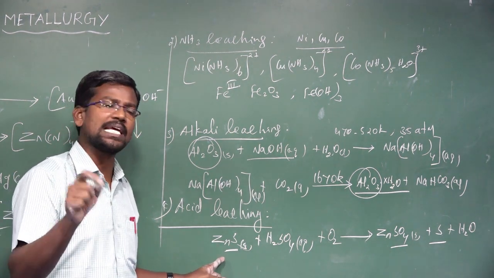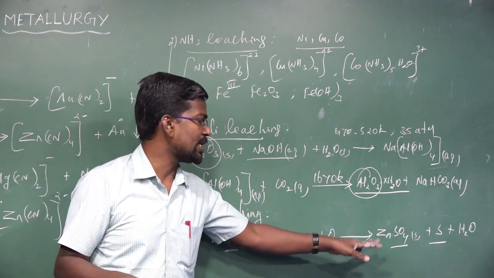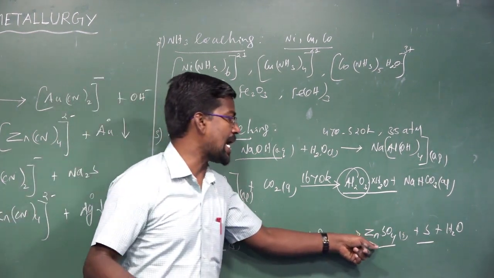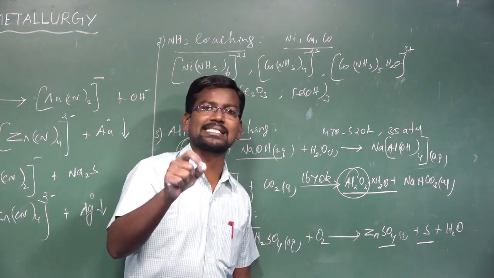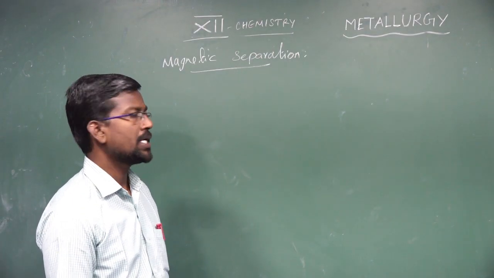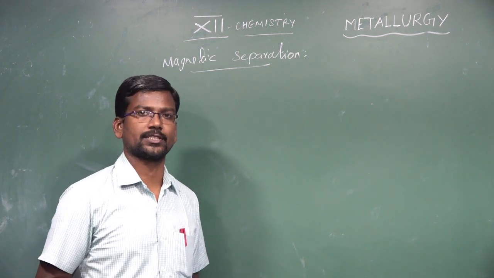The sulfide ore is leached with air in the presence of concentrated sulfuric acid, so the insoluble sulfide is changed into soluble sulfate and elemental sulfur is formed. Next one, magnetic separation method. The magnetic separation method is specific for ferromagnetic ore particles.